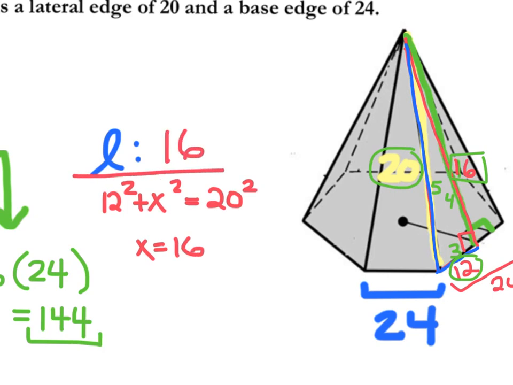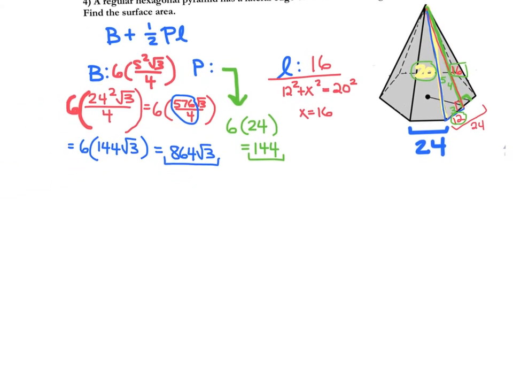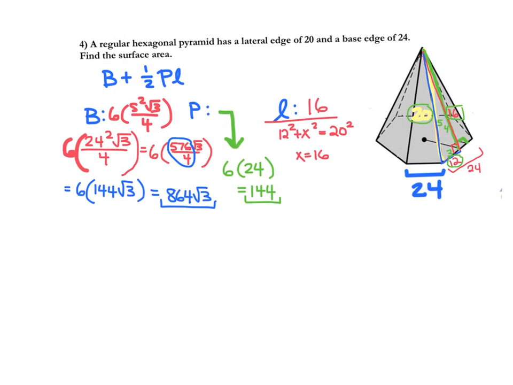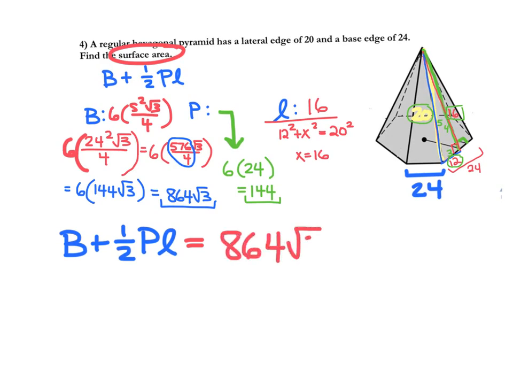Now we're done. We're ready to plug into our formula. Okay, formula is base plus 1/2 PL. So, again, it's just asking for the surface area, so we don't have to find the lateral area. The base is 864 root 3, and then we're adding half of my perimeter, which is 144, times my slant height, 16.